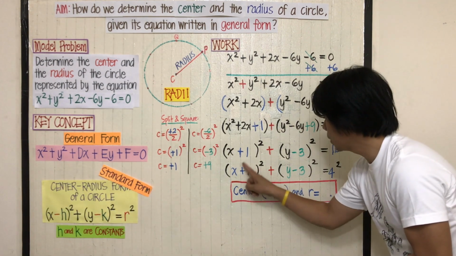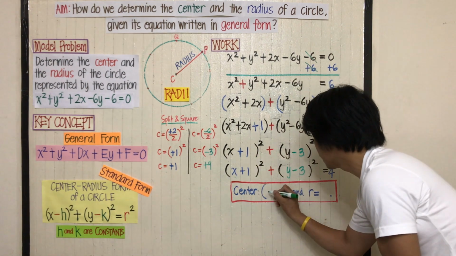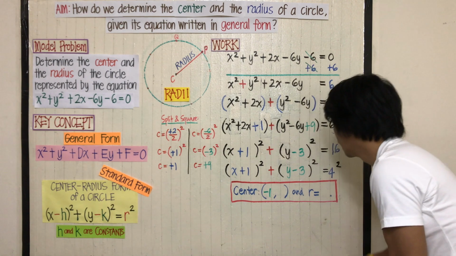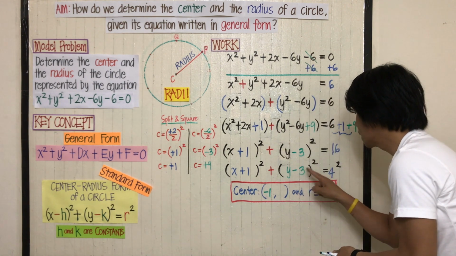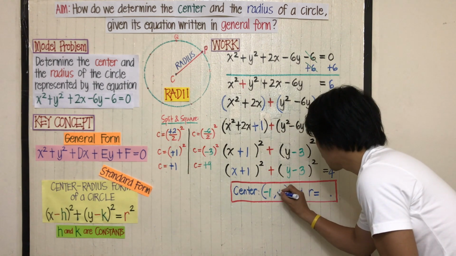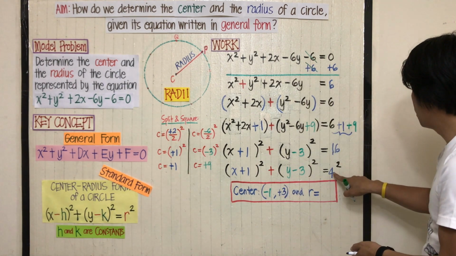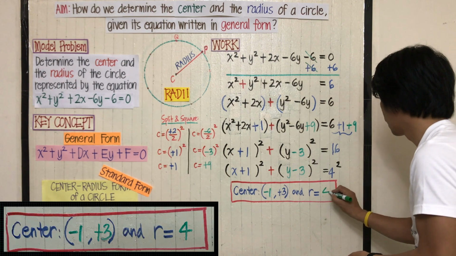So again, this is your h value. Take the opposite sign, which is negative 1. The k value is negative 3. Take the opposite sign. That's positive 3. Alright, and the radius is the base here, which is 4.